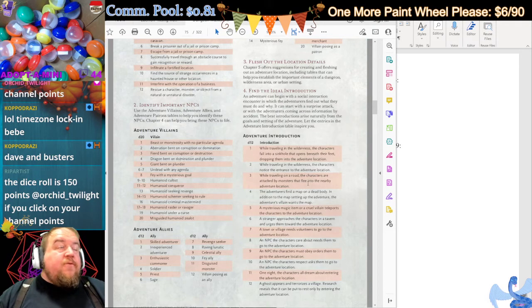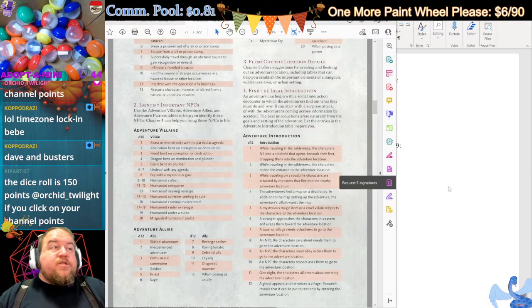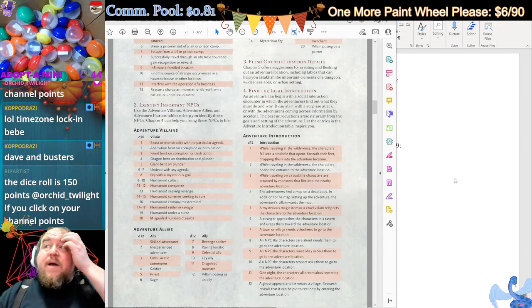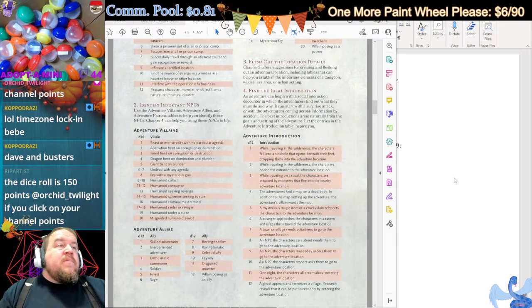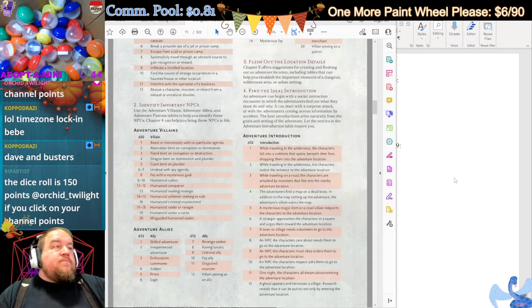Yeah, what you're looking for, Orchid, is a workshop dice roll. It has a picture of a wrench and a hammer crossing each other. Hi, Twillis. Good to see you.